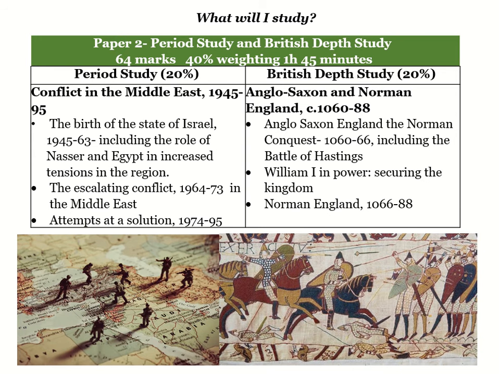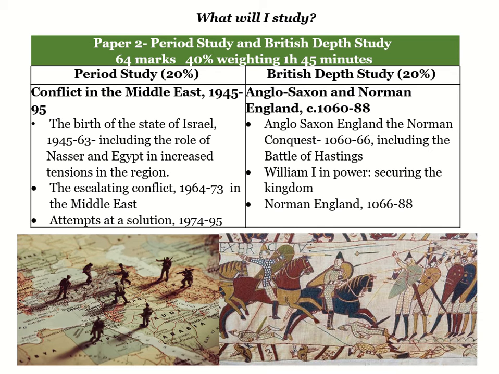Paper 2 is split up into 2 components. Each component is worth 20%. The first part is on conflict in the Middle East, so looking at the Israel and Palestine conflict and looking at the role of Egypt and the role of the region in increasing tensions. We look at how the tensions escalated during the 1960s and 70s, and finally the attempts at a solution.